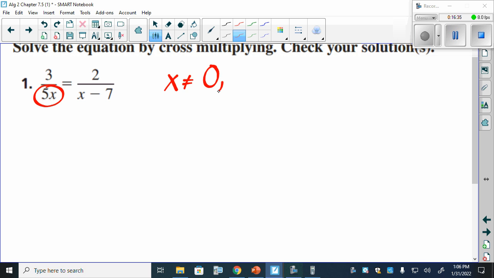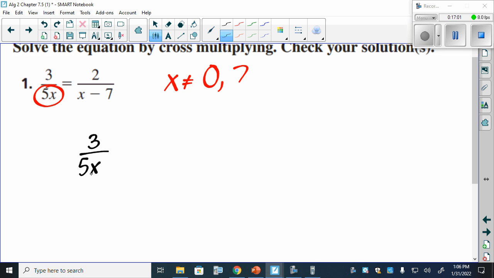And for the other part, we have x minus 7. Well, what value of x would make x minus 7 0? 7, because 7 minus 7 is 0. Now, we could have also set those equal to 0 and solved and got the exact same thing. Any questions on how we got the restrictions of 0 and 7? No? So let's go on and solve.